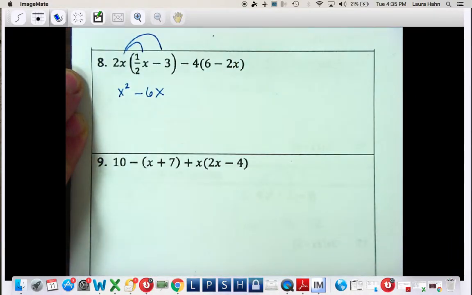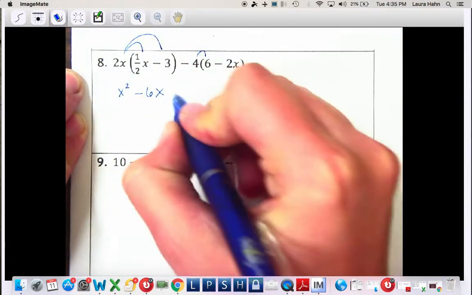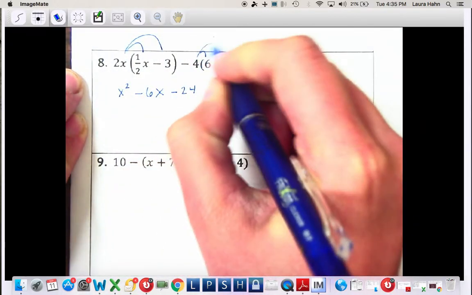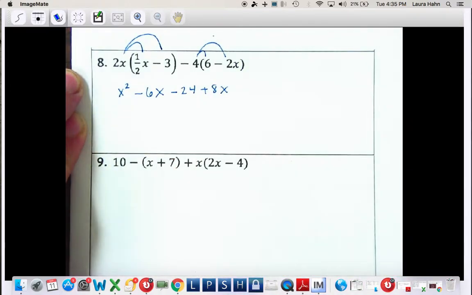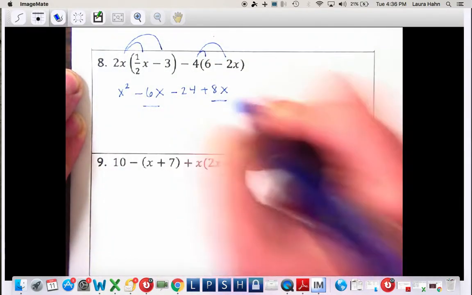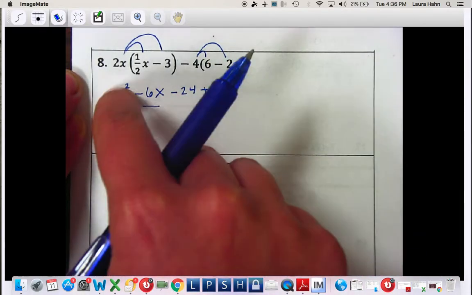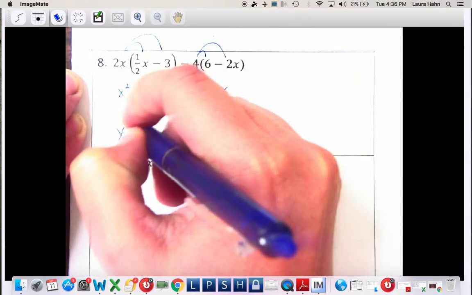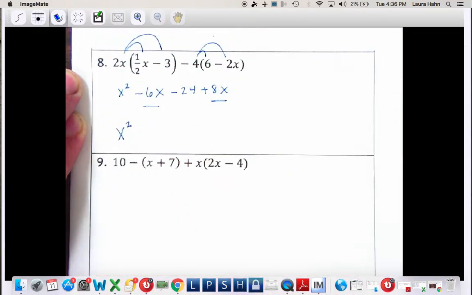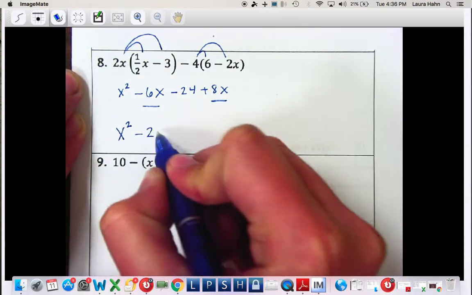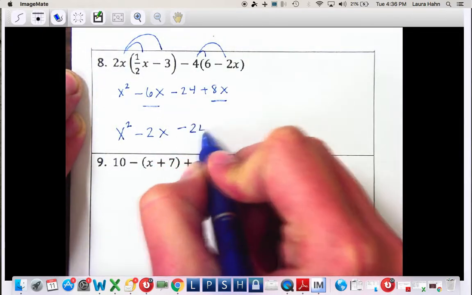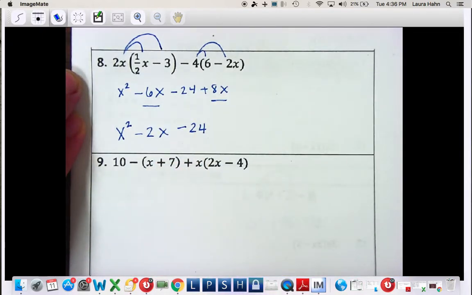All right, so now we have to distribute that negative 4. Negative 4 times 6 is a negative 24. Negative 4 times a negative 2x is a positive 8x. All right, now what I have to do from here is combine my like terms. So I have x's here and here. There are no other x squared, so my x squareds drop down. So we're going to add those x's up. Negative 6 plus 8 is a negative 2. So we have negative 2x, and that minus 24 drops as well.